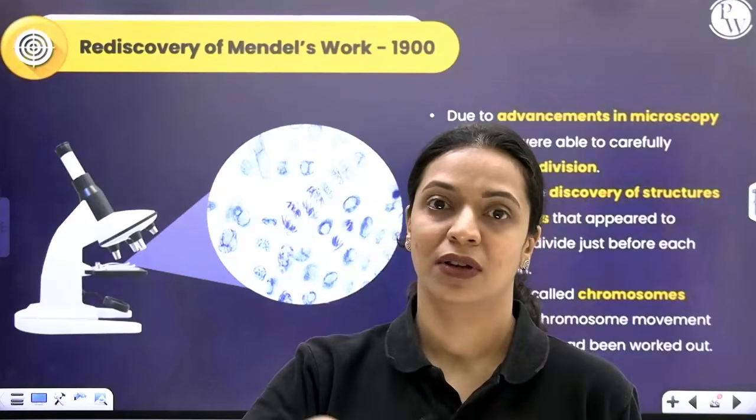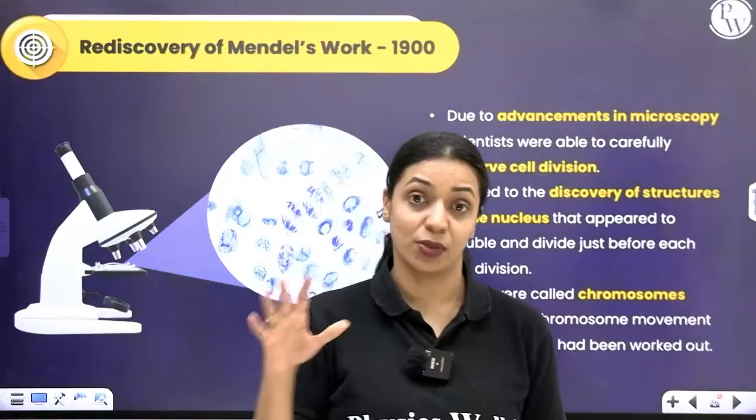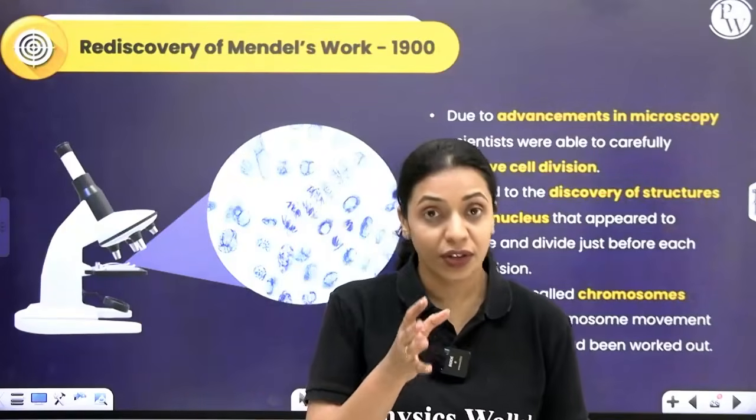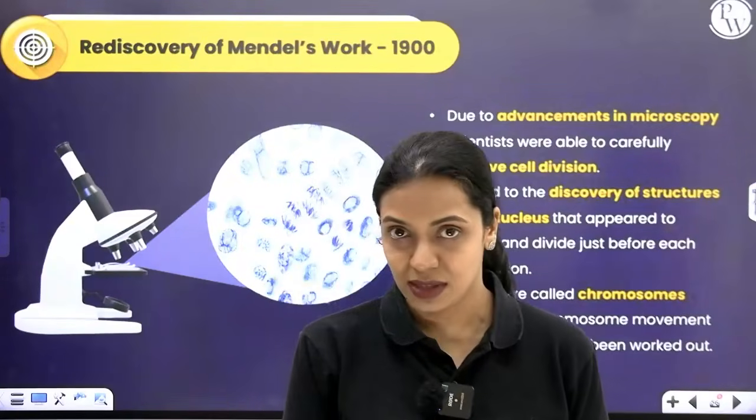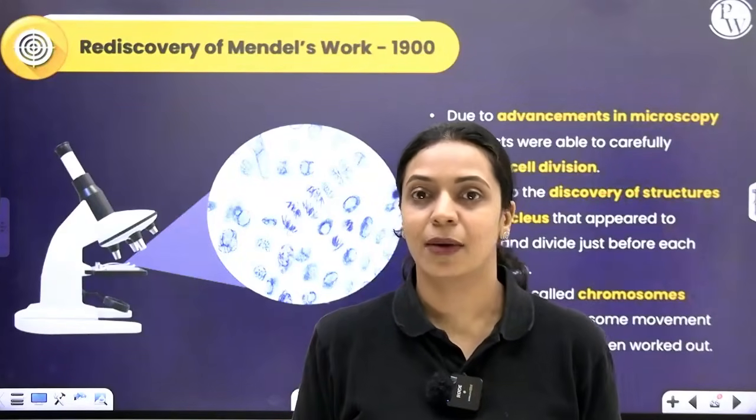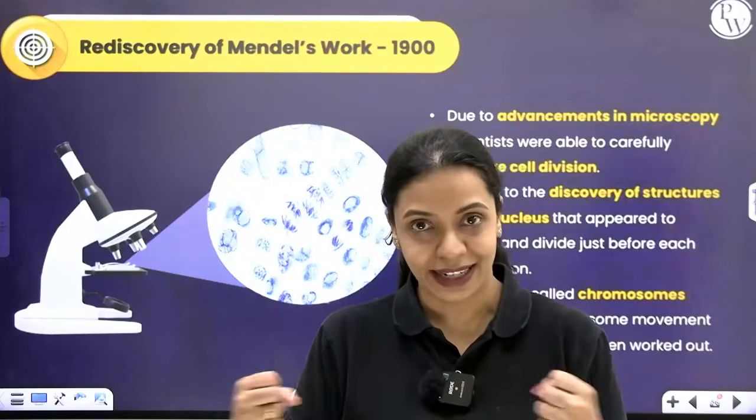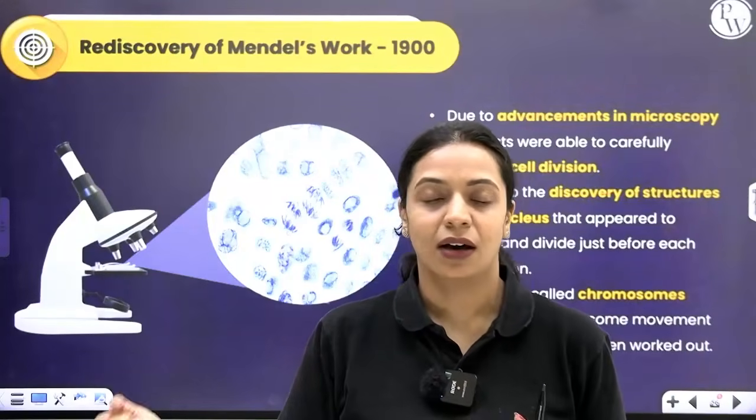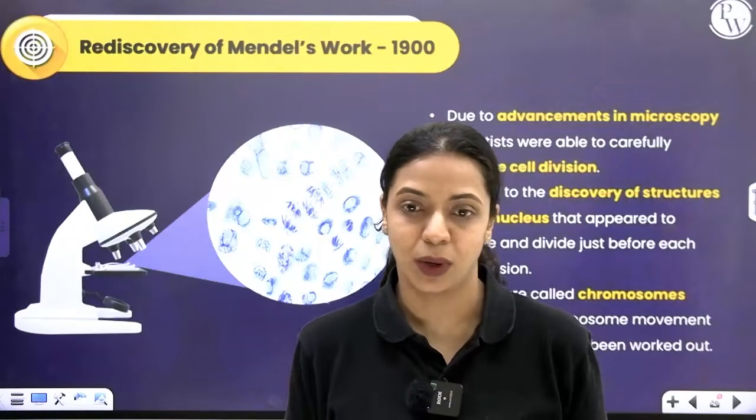chromosomes behave during the process of meiosis. When does meiosis take place? During gamete formation, during gametogenesis, right? So during gamete formation, meiosis takes place. During meiosis, how are the chromosomes behaving? They are coming and aligning at the center. They are getting segregated, they are getting separated. Chromatids are pulled apart during meiosis too. So all of these they had worked out.